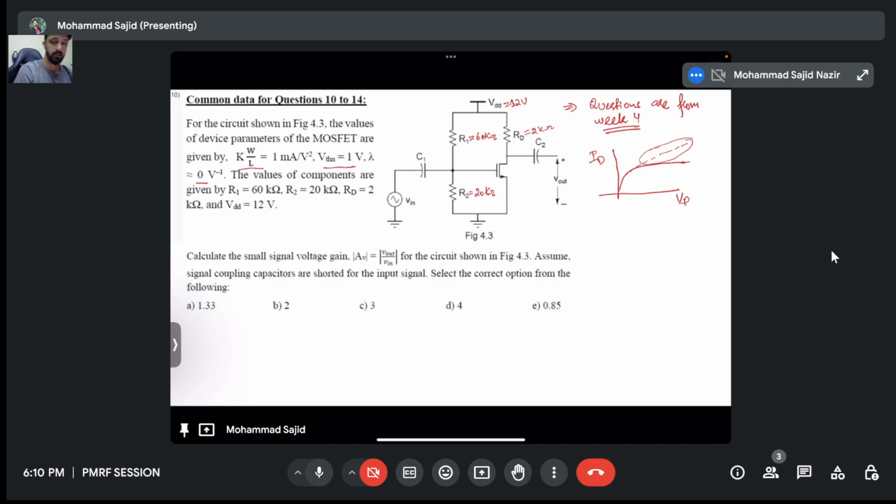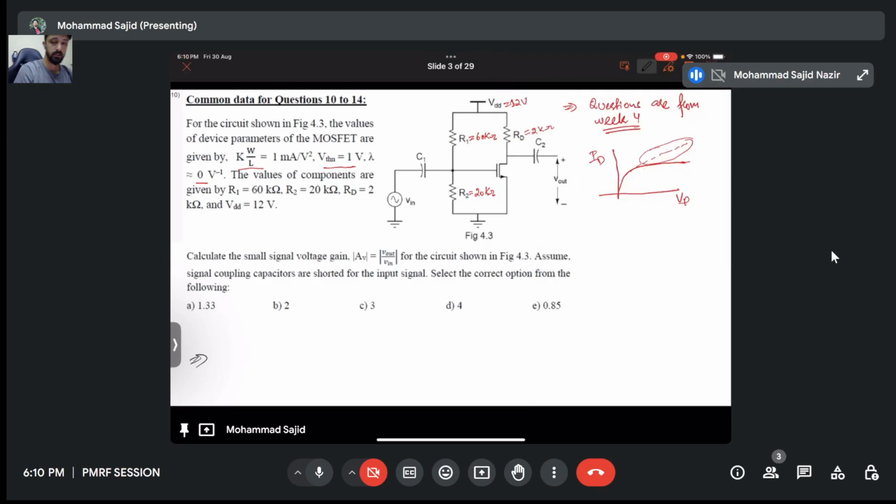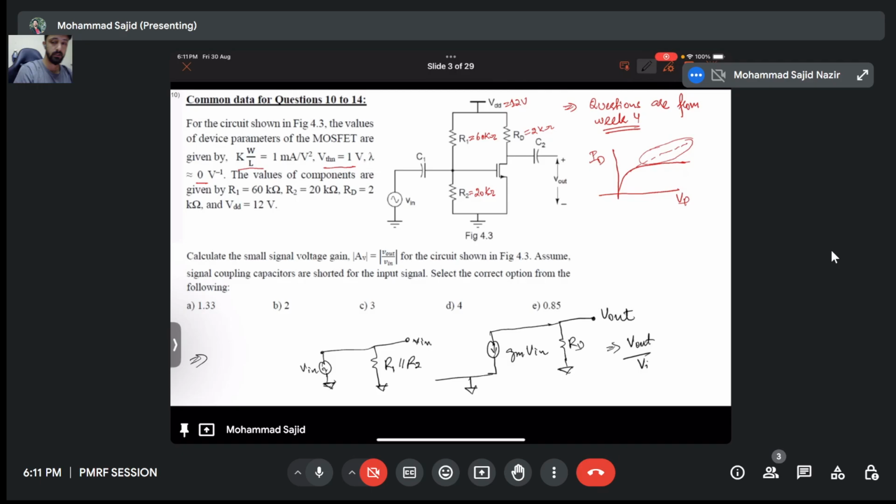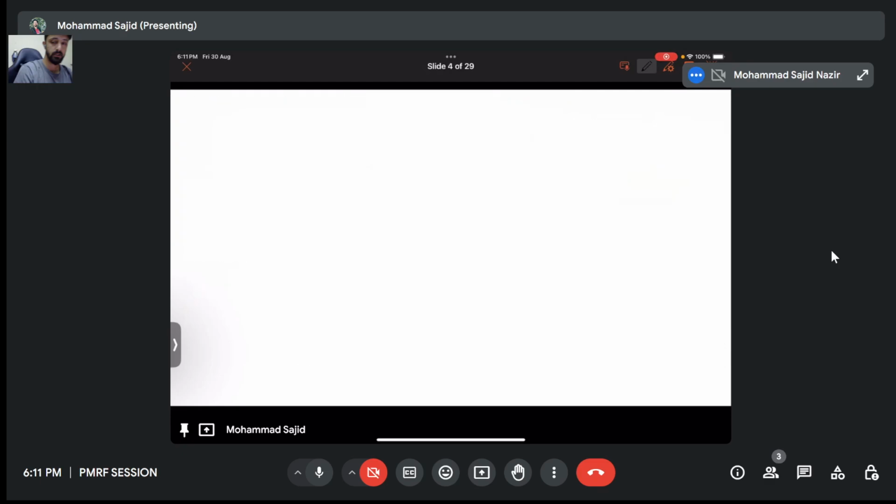Now if I draw the small signal equivalent circuit, this will be V in, and this will be R1 parallel R2. This will be GM V in, because the potential across parallel components should be the same. So here it will be V in also. And you have RD here, and this is V output. Okay, so from the KCL, we can write V output by V input is equivalent to GM RD. So this is my gain.